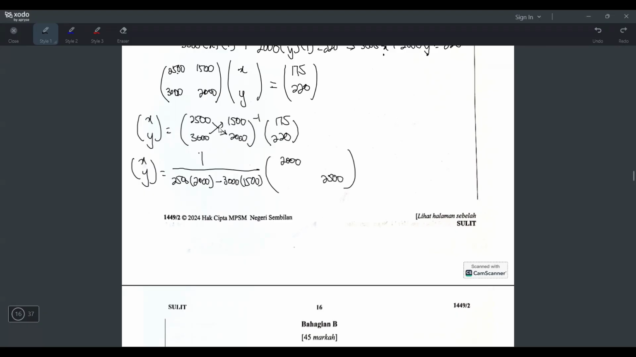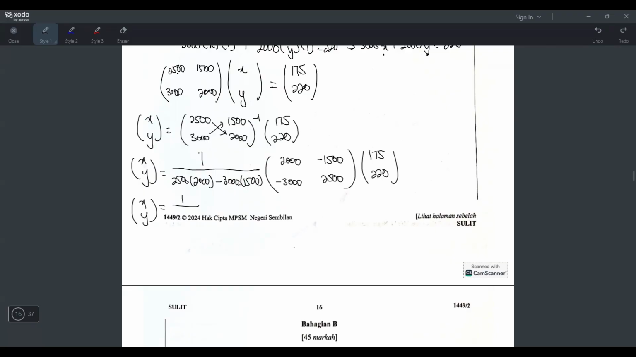And then for these two numbers, you have to change the sign. It means positive becomes negative. This one, positive 3000, also becomes negative, right? And at the back here, there's still something here, 175220. Okay, so now it becomes xy equals 1 over.